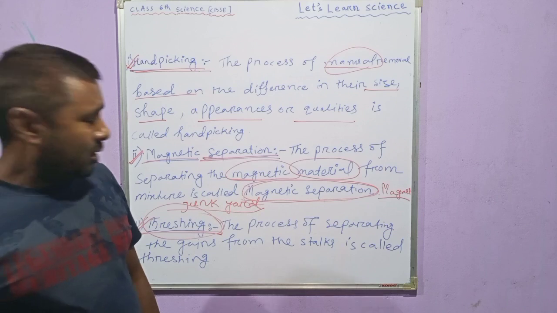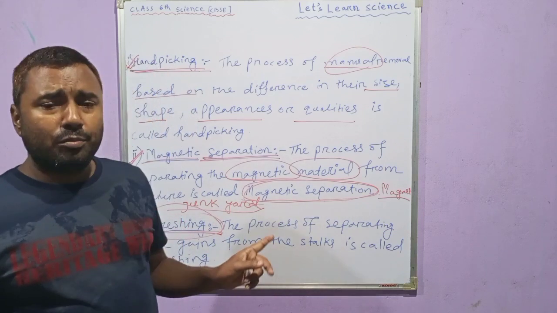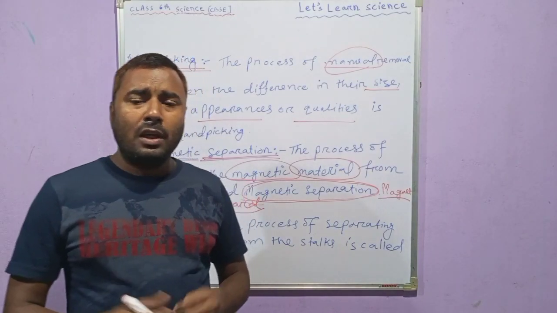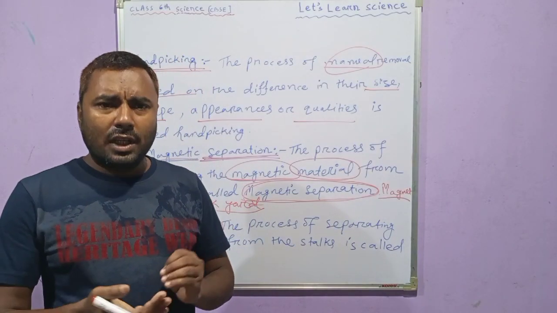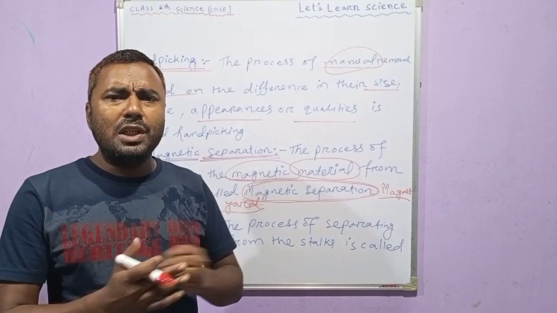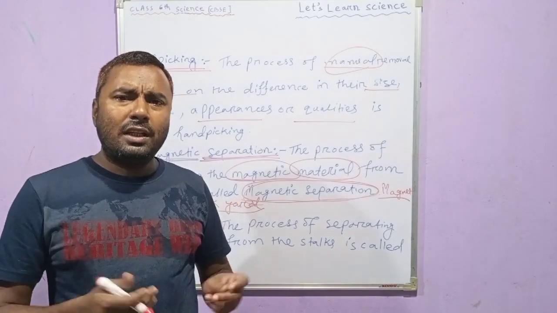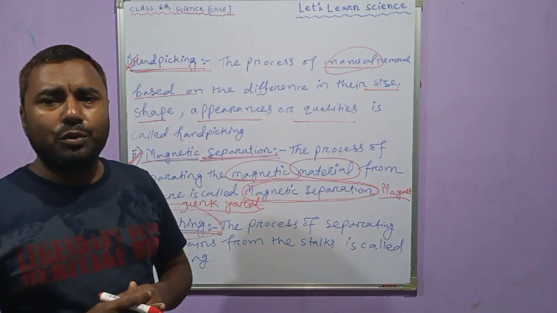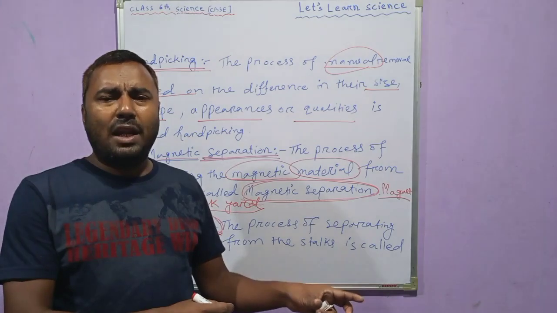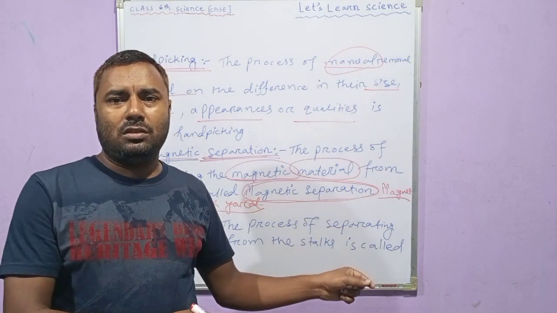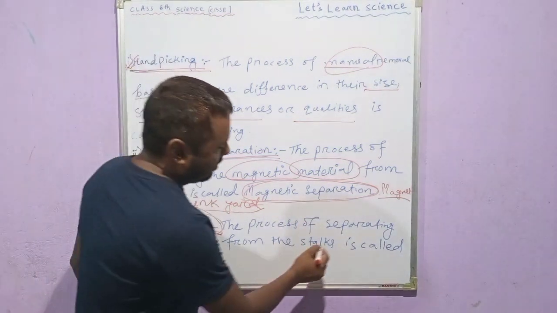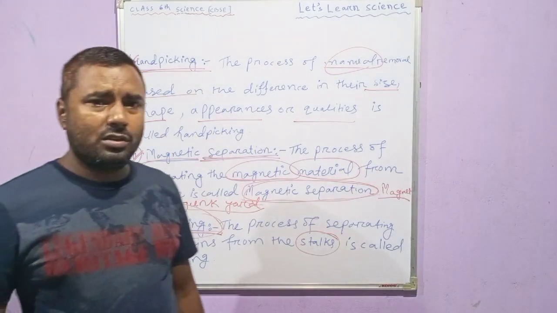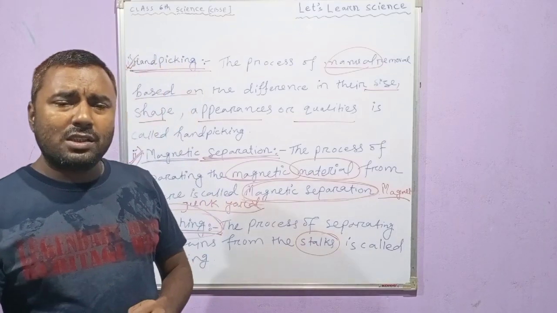Next, see threshing. We are going to know about these methods of separation. You should know the meaning of harvesting: the cutting down of crops when they have matured in the agricultural field, and that process is called harvesting. After harvesting, the farmer has to separate the grains from the plants, that is, from the stalks.